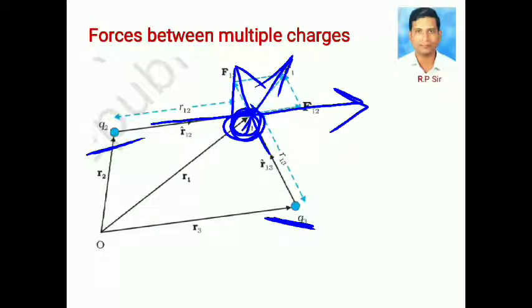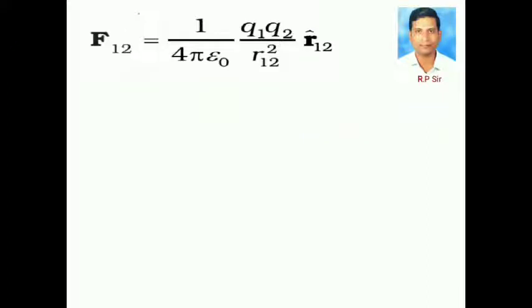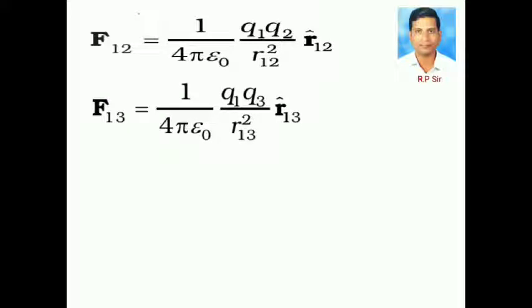Now, the force acting on Q1 due to Q2. According to Coulomb's law, the force acting on Q1 due to Q2 is F12 equals 1 by 4 pi epsilon naught Q1 Q2 by R12 square R12 cap. The force acting on Q1 due to Q3 is F13 equals 1 by 4 pi epsilon naught Q1 Q3 by R13 square R13 cap.